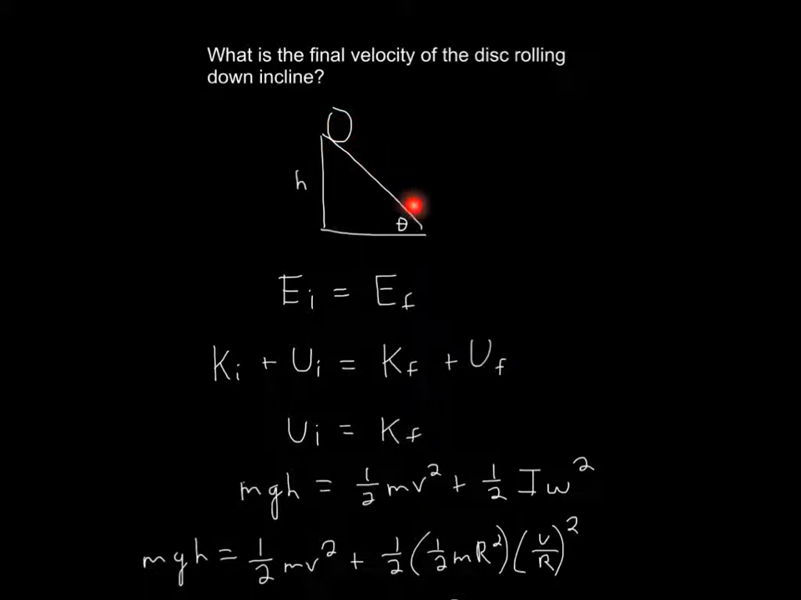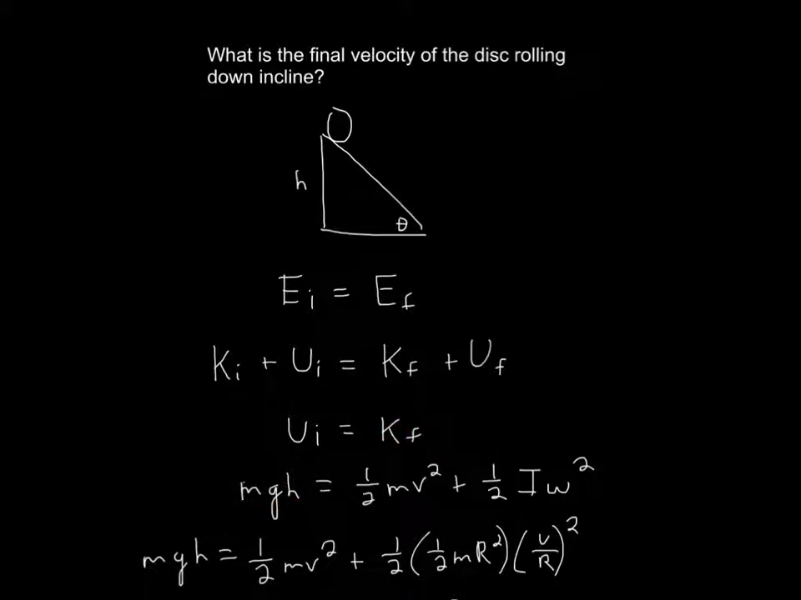When it rolls all the way down to the ground, at ground level, the final potential energy will be 0, because in mgh the height will be 0, so there's no potential energy. Now we have a simplified version: potential energy is equal to final kinetic energy. Now we can plug in the formulas. Potential energy is equal to mgh.